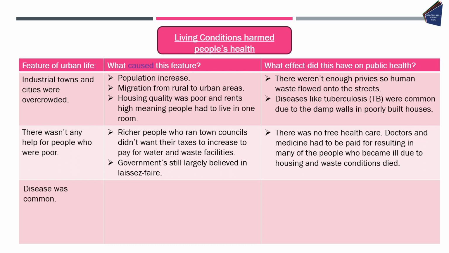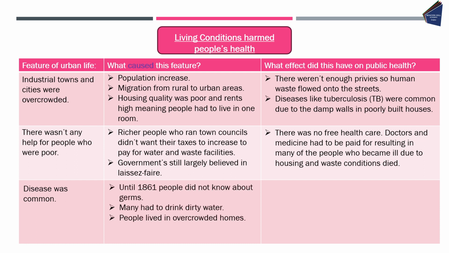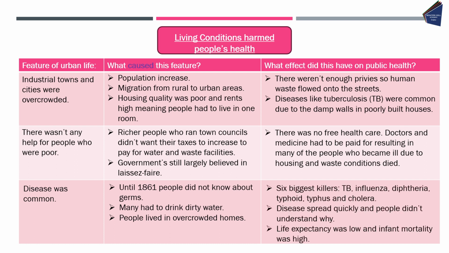Finally, unsurprisingly, because of the previous two categories we've looked at, disease was very common. So until 1861 and Louis Pasteur's germ theory, people did not know about germs. Many people were continuing to drink dirty and contaminated water, and people, as we said, are still living in overcrowded homes. And all of this is leading to a spread or an increase of disease. The 6 biggest killers during this time period are TB, influenza, diphtheria, typhoid, typhus and cholera.